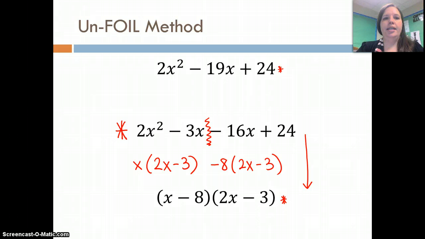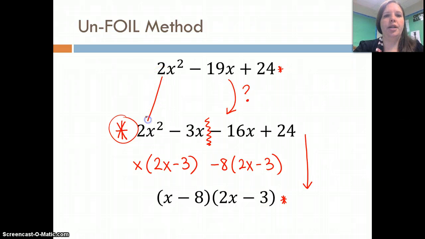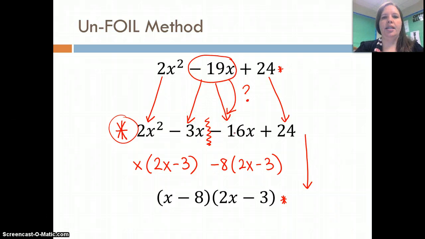The question really is, how do we move? We know how to factor from this point, but we need to figure out how to make the jump from the first line to the second line. If you notice in the first line, 2x squared minus 19x plus 24, what's the same and what's different in the next line? Well, 2x squared stays the same. 24 stays the same. The difference is negative 19x. Instead of negative 19x, now we have negative 3x and negative 16x.